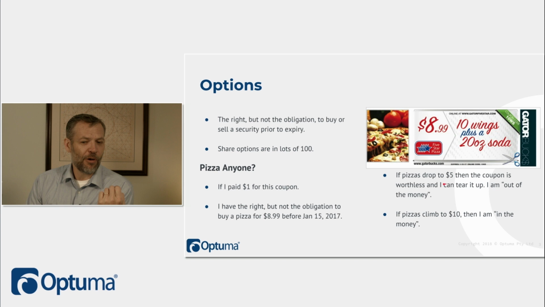So if pizzas drop to being $5, well, then I wouldn't use my voucher. I wouldn't use my option to buy a pizza. I'd just go to the shop and buy it if I wanted it. But if pizzas went up to $10, then I definitely would be using this. I'd be 1 cent in the money. Because when I talk about being in the money, it's not just the value of pizza against the value of my option, but it's how much premium did I pay as well. If they went to $12, then I'd be a lot happier, of course. So again, it's just a great way to understand something that we're a little more familiar with.